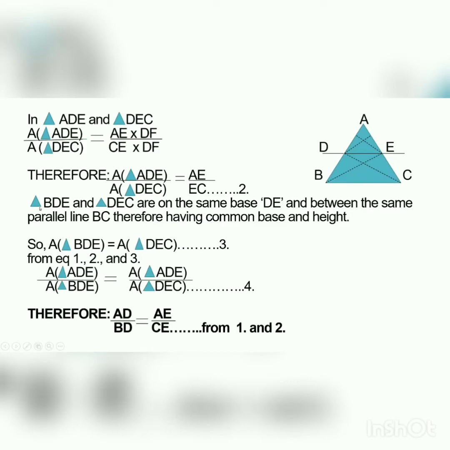So you can write here the reason: triangle BDE and triangle DEC are on the same base DE and between the same parallel line BC, therefore having common base and height. So both triangles have the same area. Therefore, area of triangle BDE is equal to area of triangle DEC. This is our equation number 3.